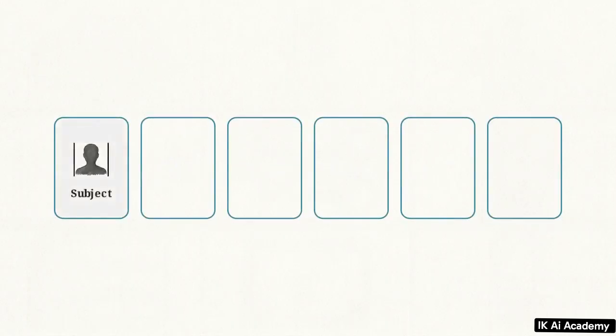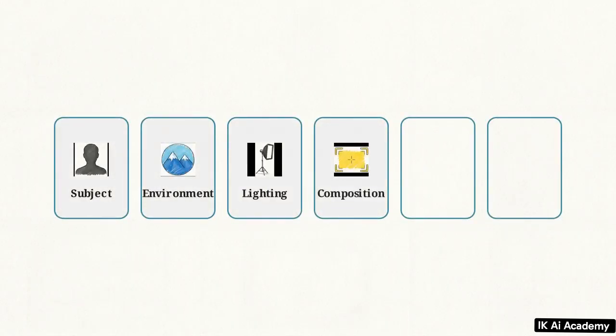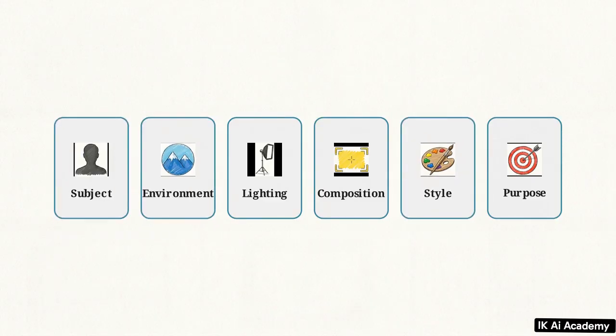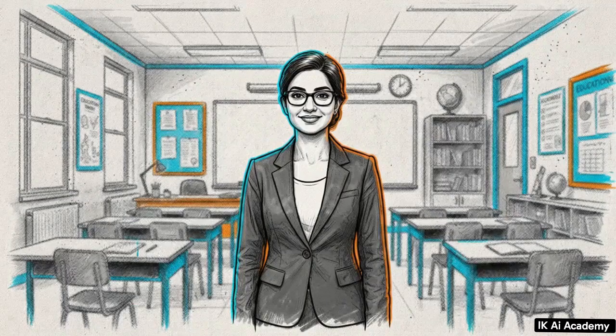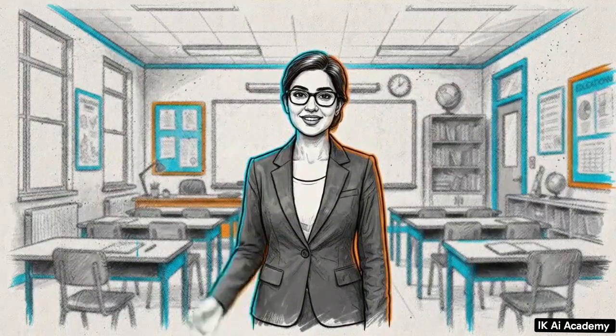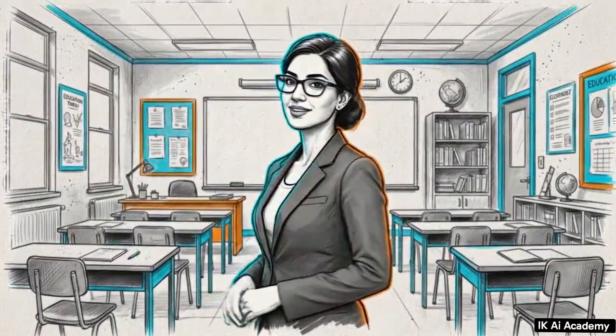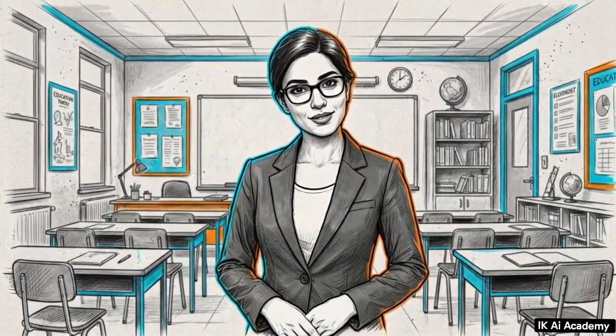Replace the basic sentence with a 6-part formula: subject, environment, lighting, composition, style, and purpose. Specifying ultra-realistic Pakistani teacher in a modern classroom with cinematic lighting adds depth. Adding shallow depth of field, 16:9, and social media campaign readies the framing for marketing. Watch what happens when we generate the image again applying this exact formula. The flat, generic classroom transforms into a highly detailed cinematic scene.